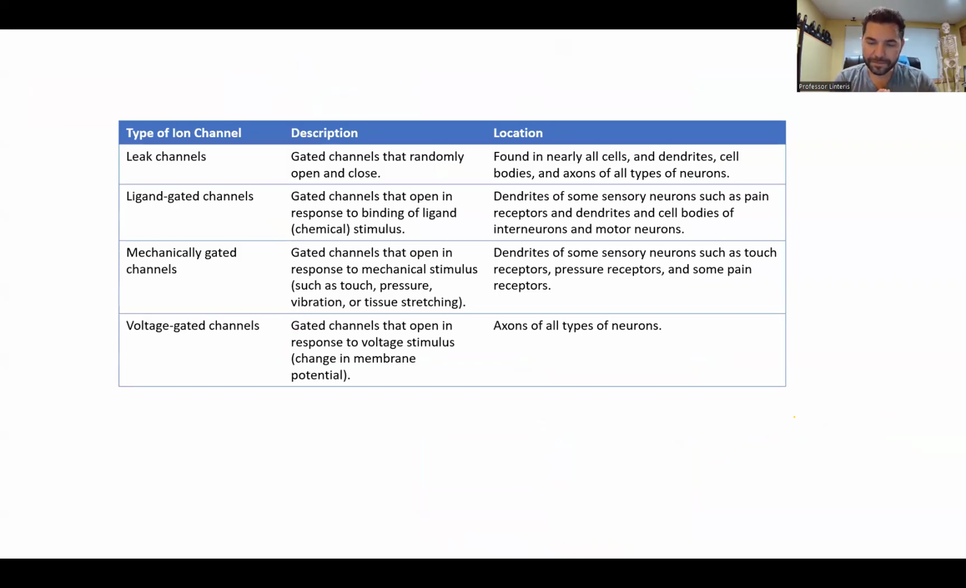This summarizes the 4 types of channels, gives you a description and a location of where they're usually found. I talked about it on the neuron. So if you have access to this, check it out, be familiar with it, where we find them and what they do.